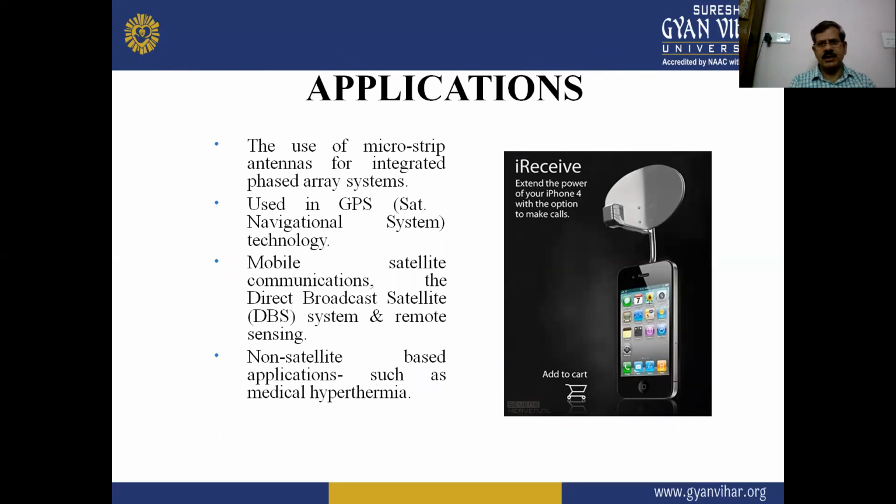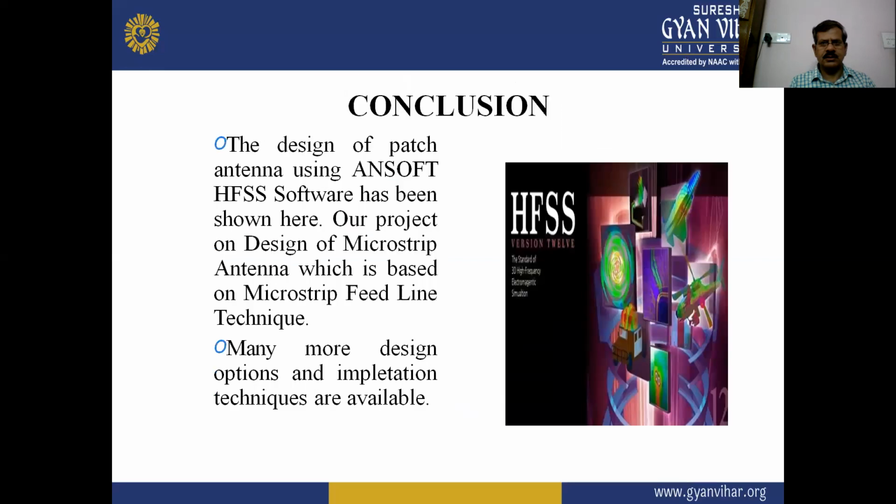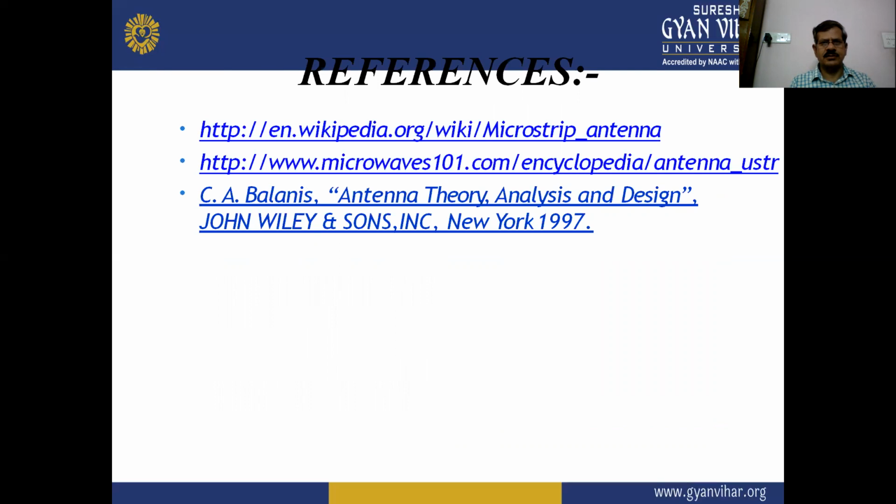Application of microstrip antenna: the use of microstrip patch antenna for integrated phased array systems used in GPS, satellite navigational system technology, and mobile satellite communication, the direct broadband satellite system and remote sensing, and also non-satellite based applications such as medical hyperthermia. So the design of a patch antenna using HFSS software has been shown here. Our project is to design a microstrip antenna, which is based on the microstrip feed line technique. These are the references.